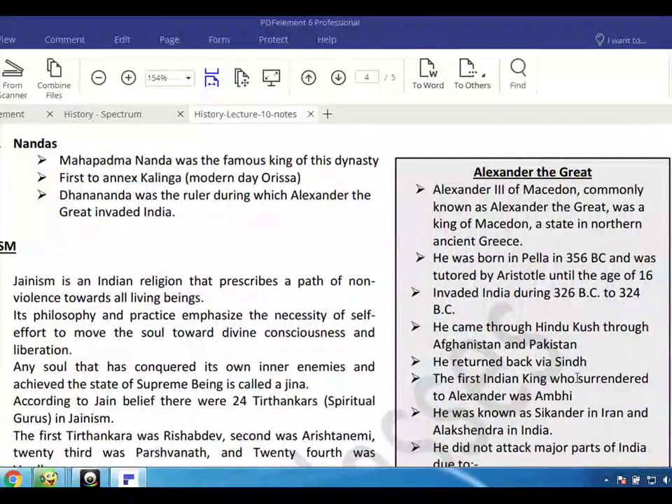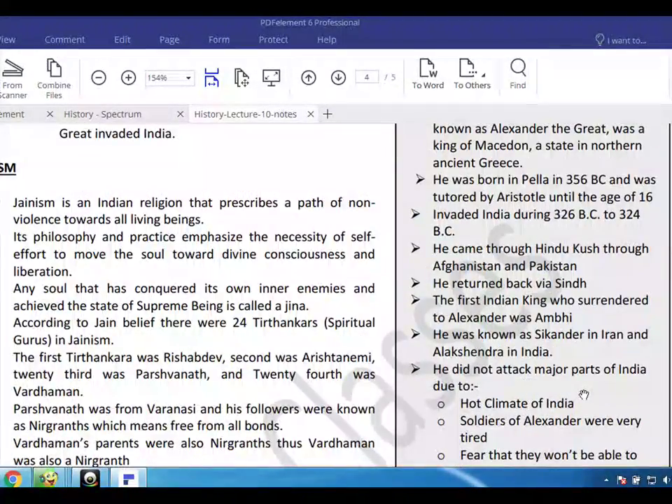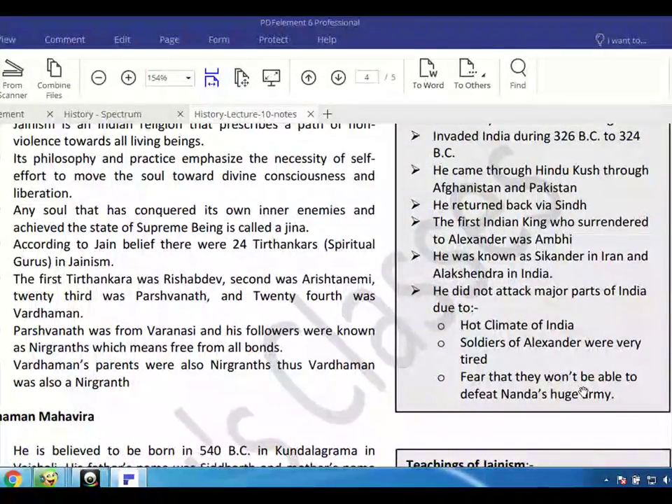The first Indian king who surrendered to Alexander was Ambhi. He was known as Sikandar in Iran and Alexander in India. He did not attack major parts of India due to the hot climate of India. Soldiers of Alexander were very tired, and feared that they would not be able to defeat Nanda's huge army.